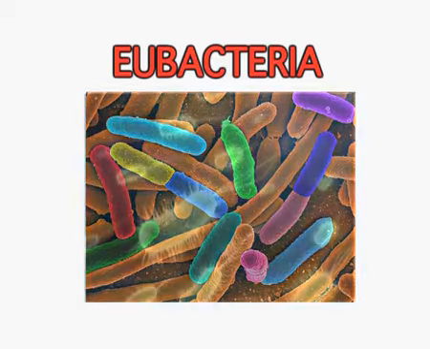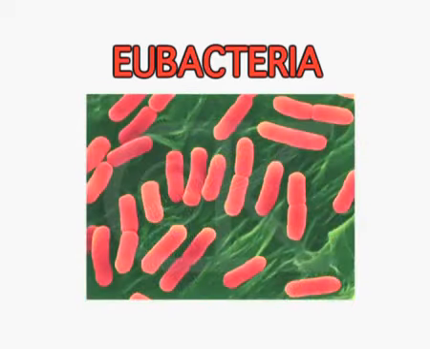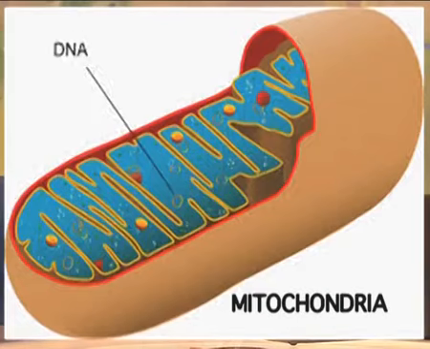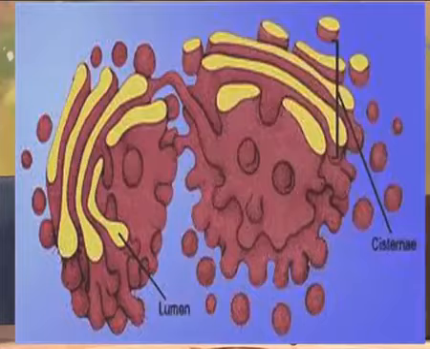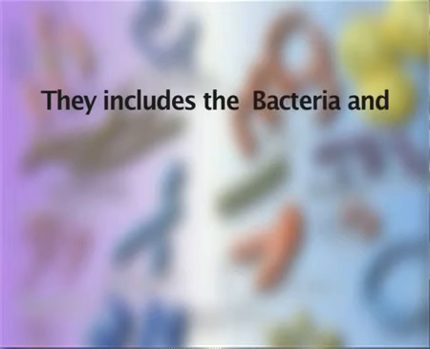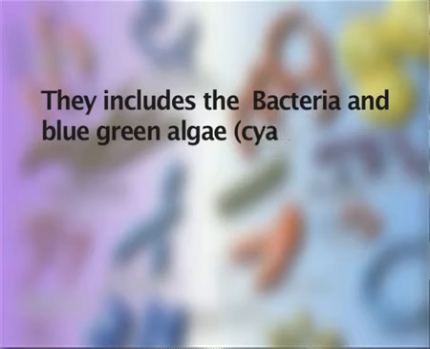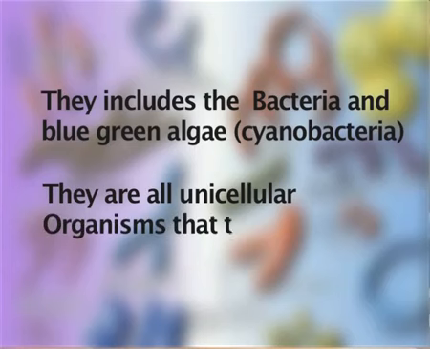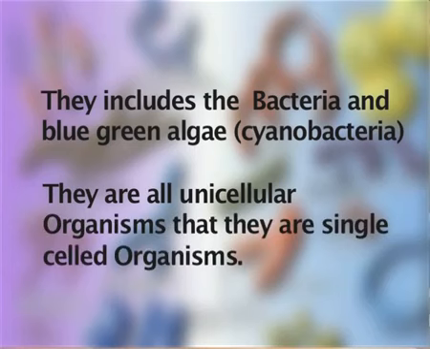As you can see here, they are of different colors, shapes, etc. So, these eubacteria include all the microscopic organisms. They are prokaryotes, that is, the cell organelles in them like mitochondria, Golgi apparatus, endoplasmic reticulum, etc. are absent in them, and they do not have a well-defined nucleus. They include the bacteria and blue-green algae. The blue-green algae are now known as cyanobacteria. They are all unicellular organisms, that is, single-cell organisms.